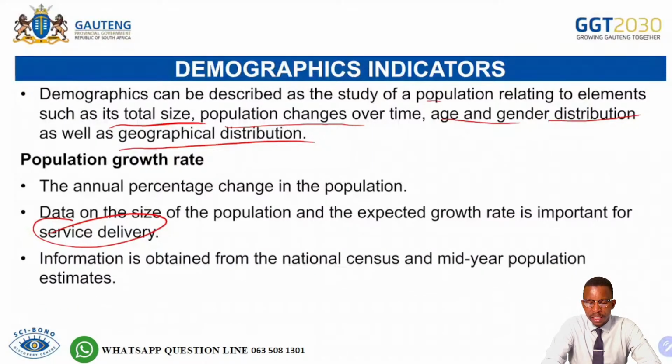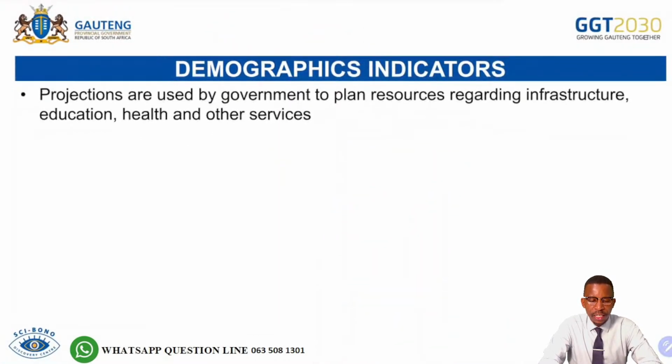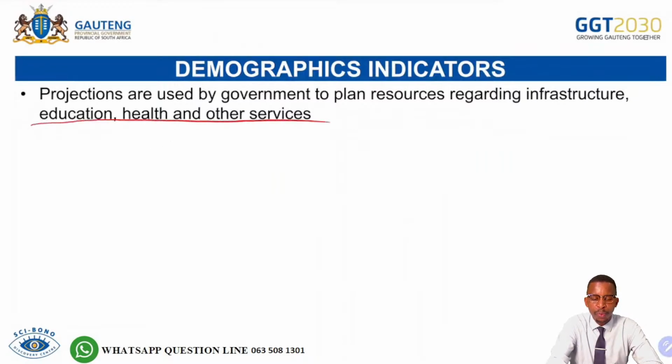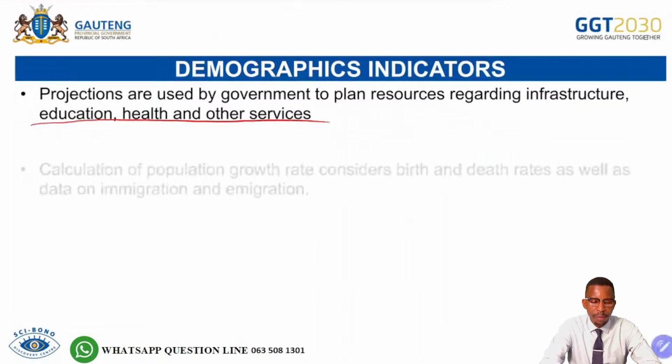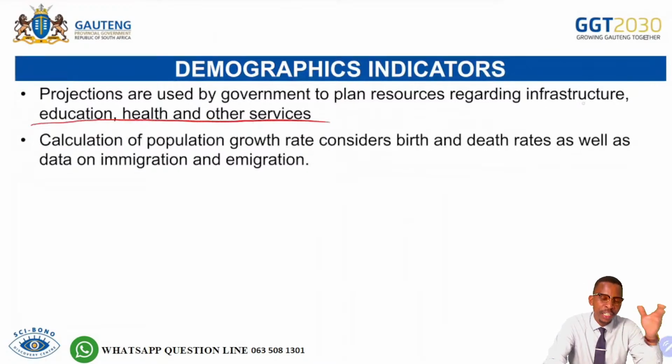Information is obtained from the national census and mid-year population estimates. So the information based on population growth rate can be found under census as well as mid-year population estimates. We continue. Projections are used by government to plan resources regarding infrastructure, education, health, and other services. So the government uses projections in order to be able to provide these services, because it does not have the proper information due to the fact that people change now and then as they move maybe from rural areas to urban areas. So the population size can increase or decrease, it depends. Calculation of population growth rate considers birth and death rates as well as data on immigration and emigration.